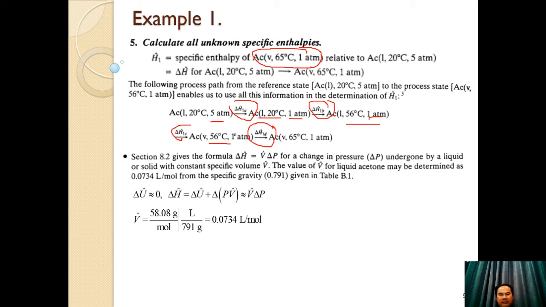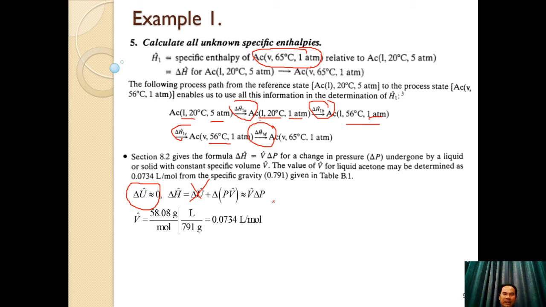For a change in pressure, if it is a liquid or solid, delta S equals V delta P. For that case, delta U equals 0. For this case, it is the liquid phase. For the liquid phase, delta U equals 0 if the pressure changes, because internal energy is independent of pressure. If delta U equals 0, you can calculate delta H. Delta H is equal to delta U plus delta PV. That means delta U is 0, you get V delta P. If V is constant, you get V delta P.